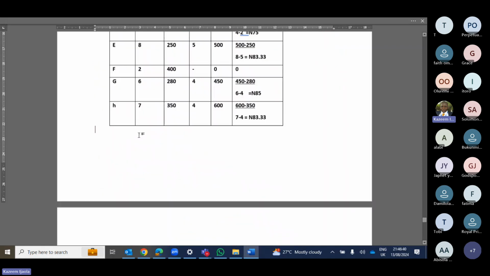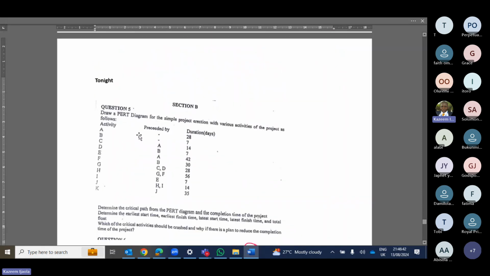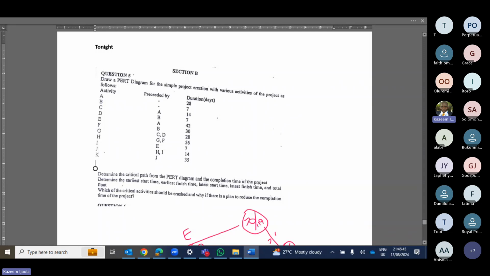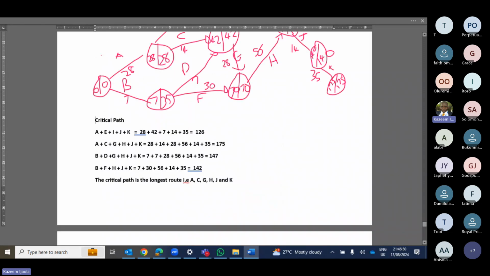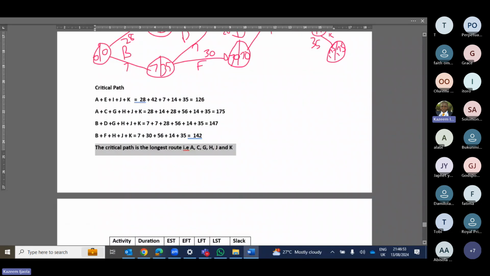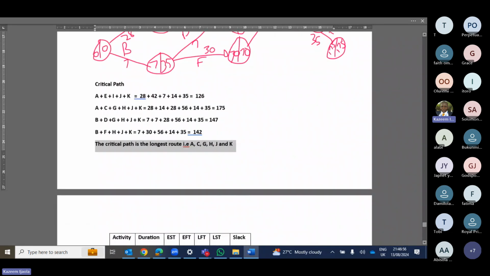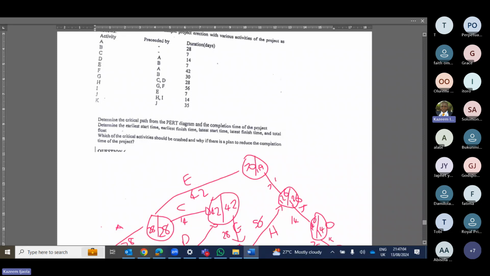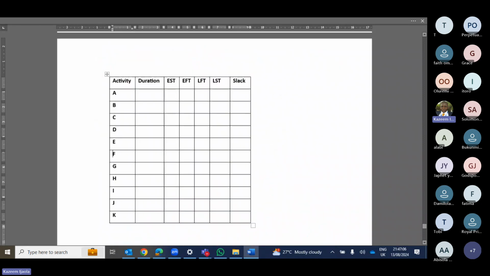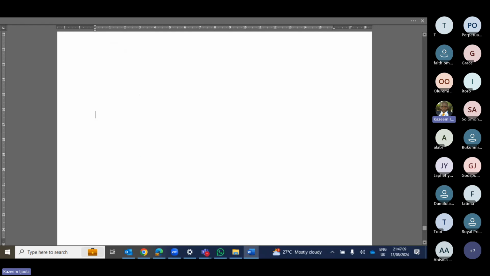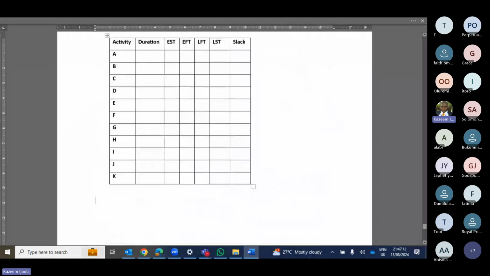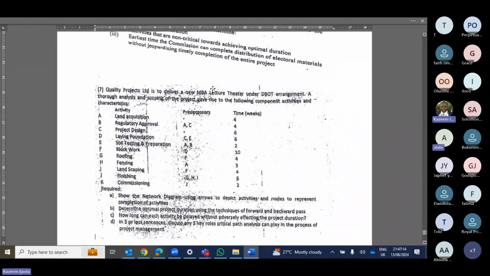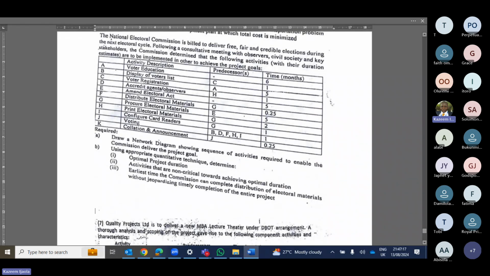When you finish this table, the next thing they say we should do is which of the critical activities should be crashed, and why, if there is no plan. The critical activities that can be crashed are the activities that are on the critical path. I'm answering that question for you. That's what you explain as part of your C part of the question. Once you say this, you are done with the question. So I can move on to the next question. Let's fire on.